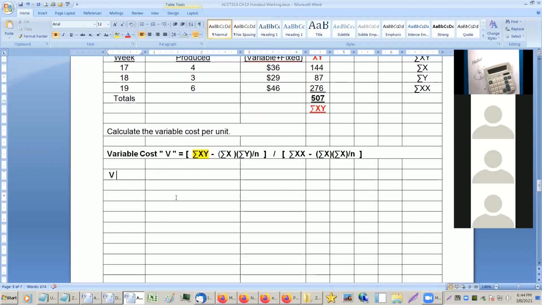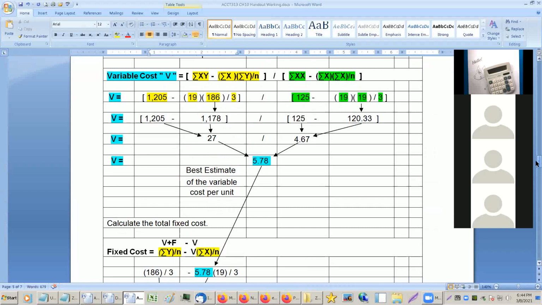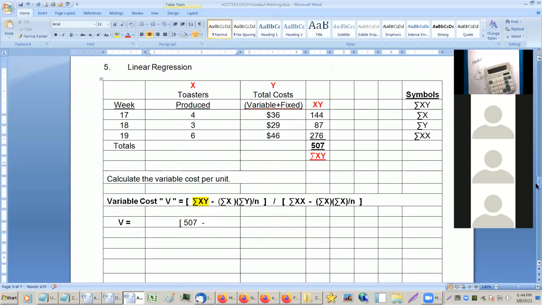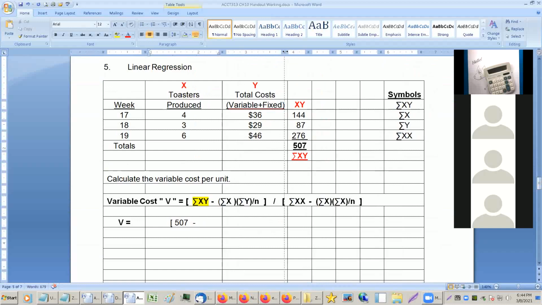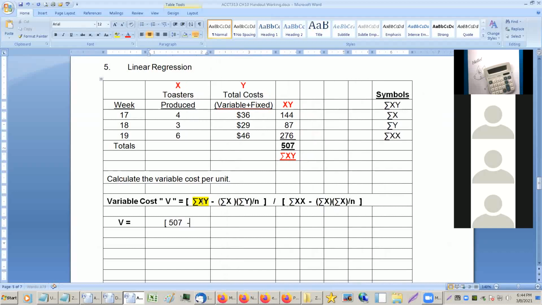All right, so now bring in the equation. V equals. So the first part of the equation is bracket 507 minus. My spacing is so wacky. I apologize, guys. I'm not sure why I did it this way.